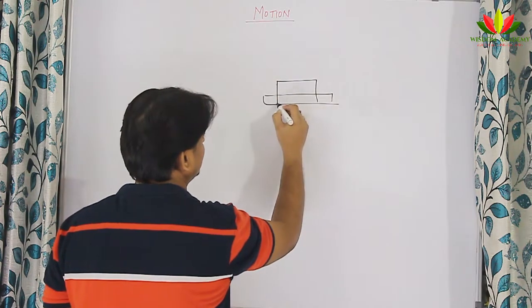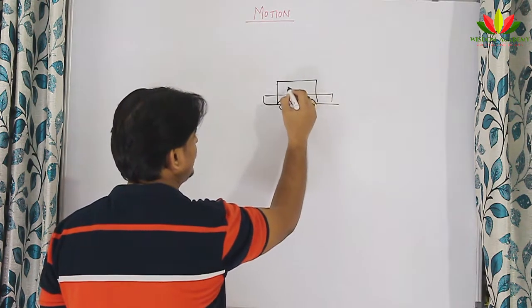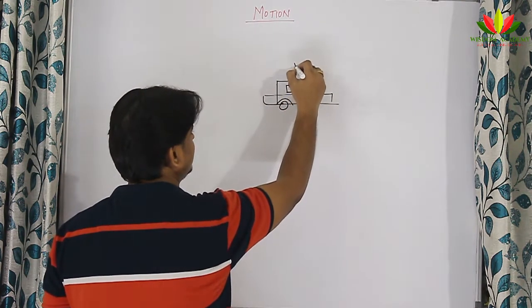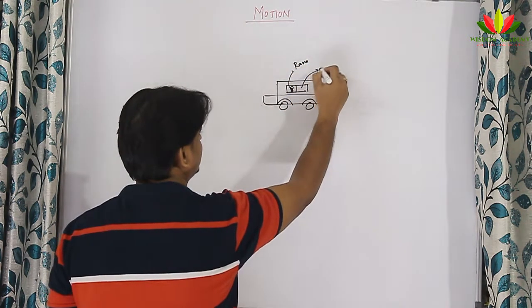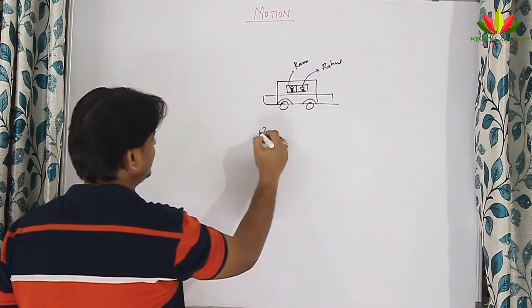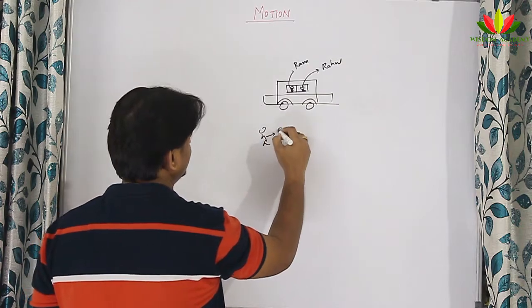So, I have one car. In this car, there are 2 people traveling. Let the first person be Ram and the second person be Rahul. There is a third person standing here, he is Shyam.